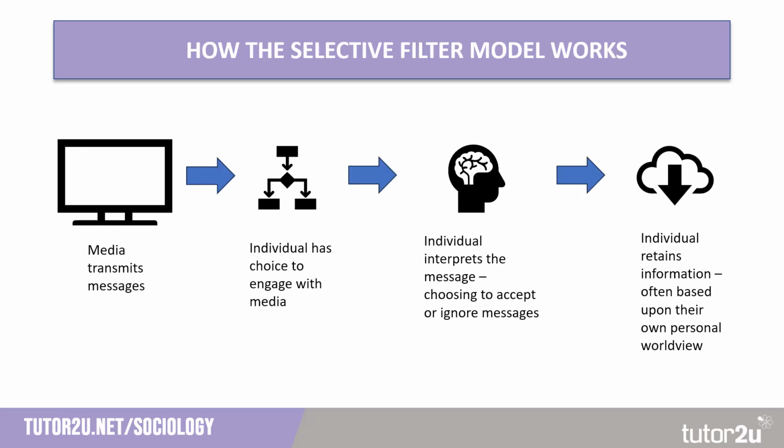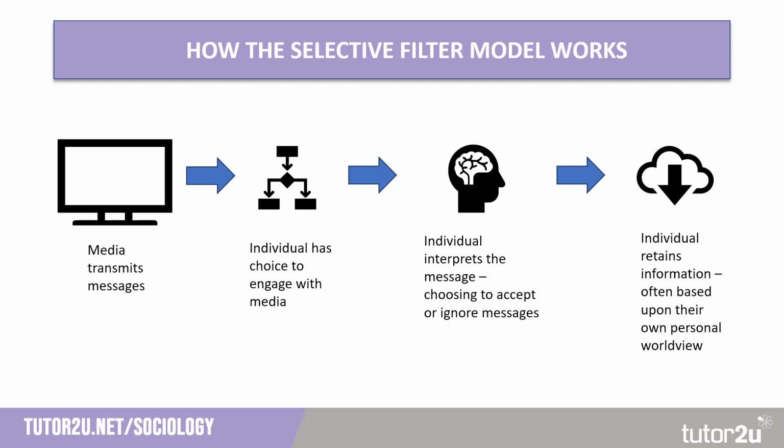How does this work? Initially, the media will present information to an individual and they will exercise their choice to either engage with that media source or not. In contemporary society, with a diverse range of media for individuals to engage with, this choice limits the impacts of media messages. If the individual does choose to engage with the media, then the media will have to pass through a second filter, the selective perception filter.